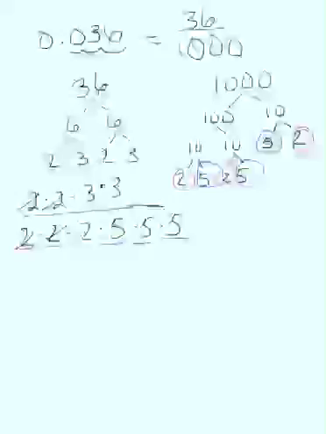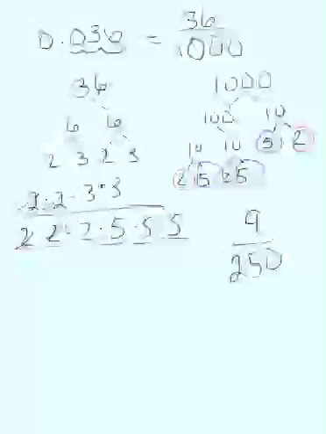3 times 3 is what? Okay. 2 times 5 is 10. 10 times 5 is 50. 50 times 5, if you can't do it in your head, do it on a separate piece of paper. It's 250. Questions about where that came from? That would be your answer.